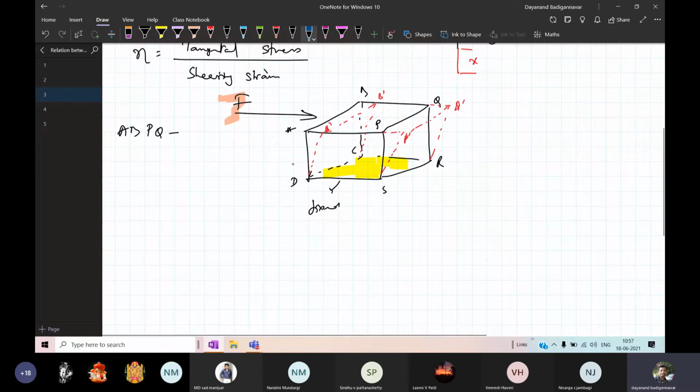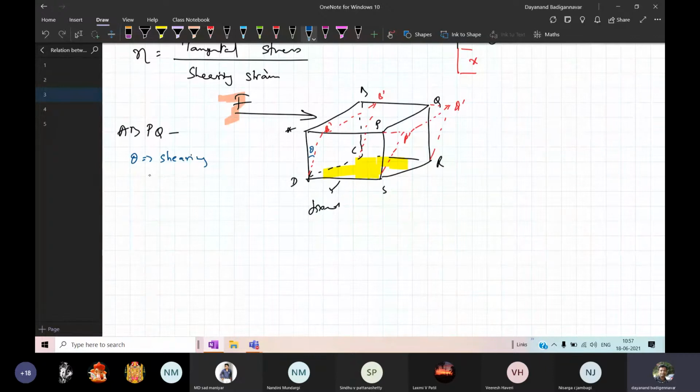So this angle that you have, this is called theta. So theta is known as the shearing strain. Strain is the ratio of change in dimension to the original dimension. So this much is the change in position. This much is the change in position.